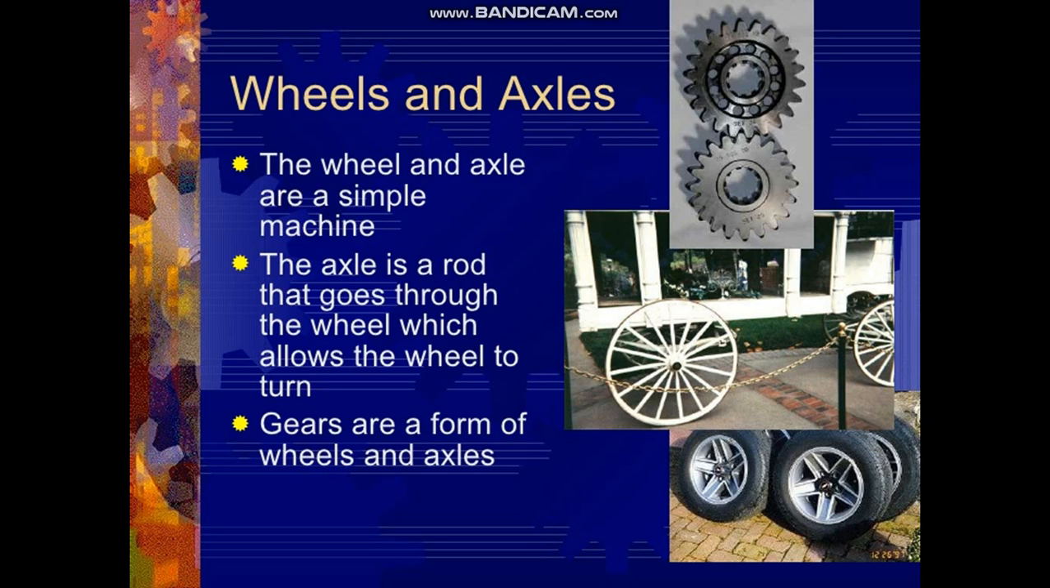So what is wheel and axle? The wheel and axle are a simple machine. The axle is a rod that goes through the wheel which allows the wheel to turn. Gears are a form of wheel and axle. So nowadays wheel and axle are the most used machine.